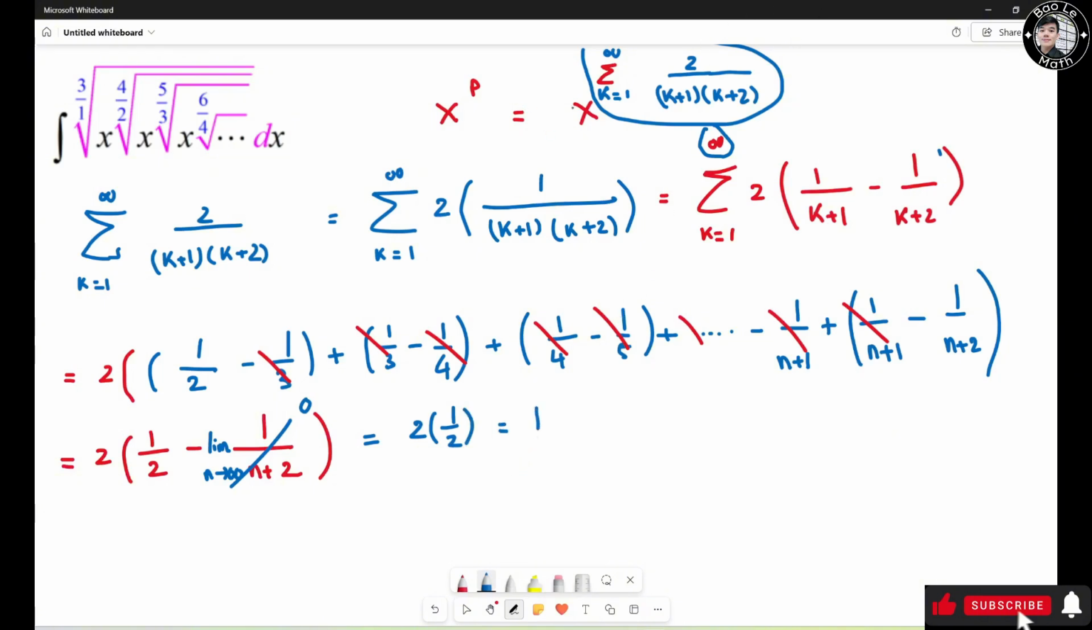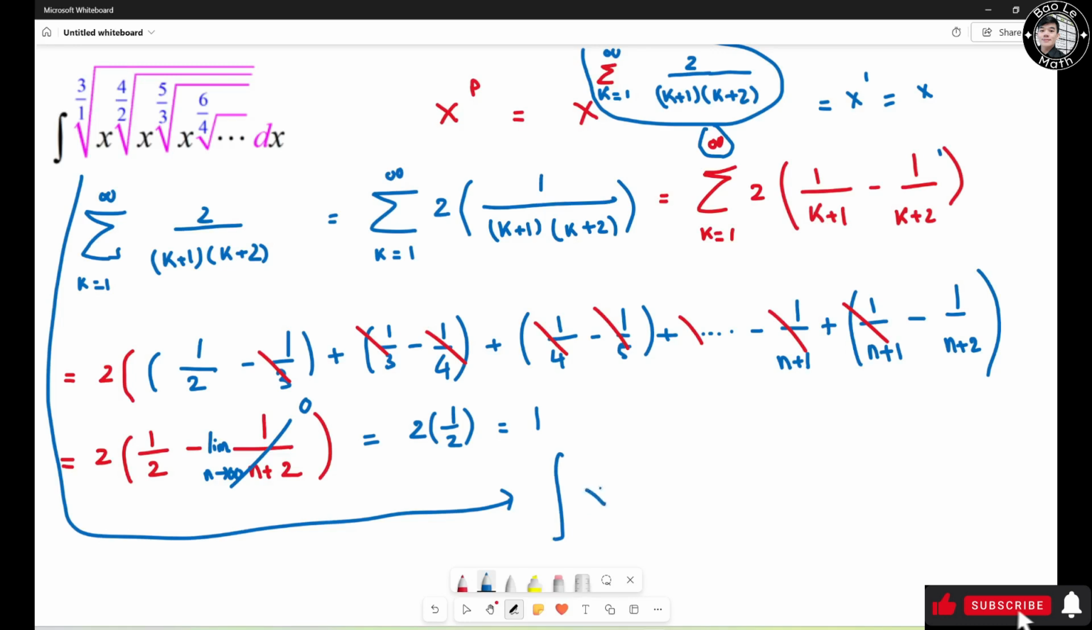So then we go back over here. It's s to the power of 1, which is s. So finally, this becomes the integral of s ds, which is s squared over 2 plus c. This is the final answer.